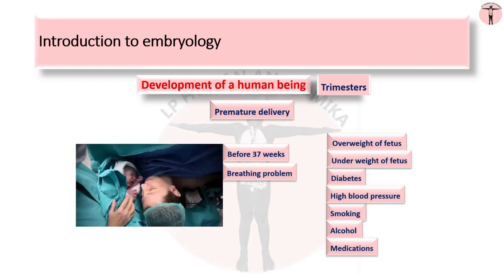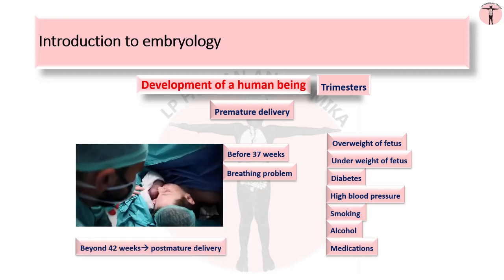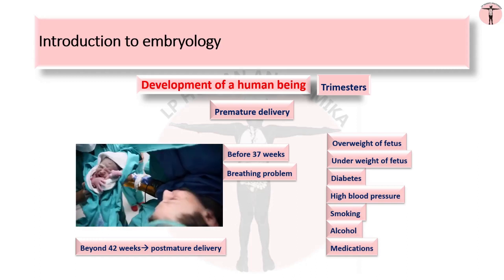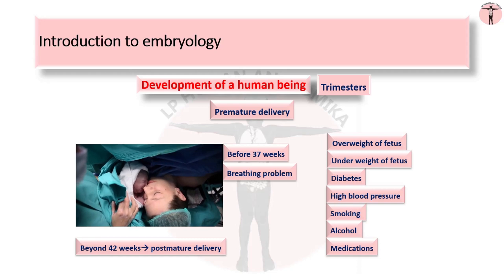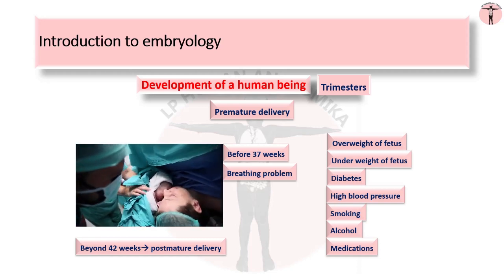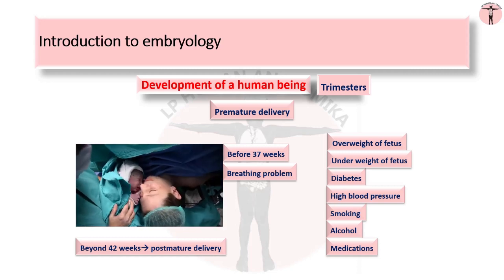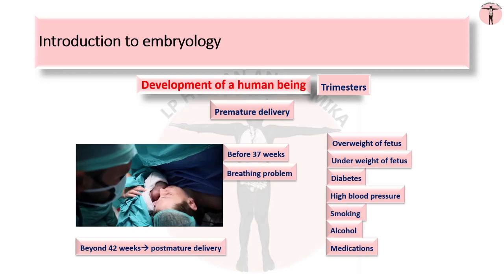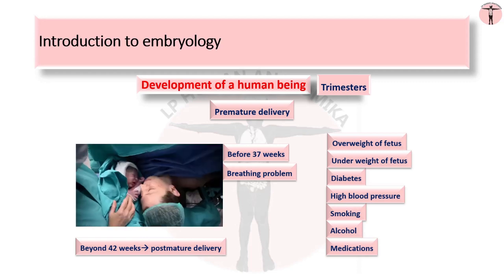If the baby is born beyond 42 weeks, it is called post-mature delivery, which leads into complications for both mother and baby. Now that we have seen an overview of the developmental stages, we know the fetus can develop into a normal baby or abnormal baby. And sometimes the fetus can be born dead or it can be a case of premature or post-mature delivery.